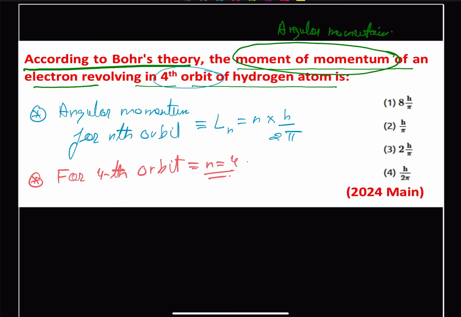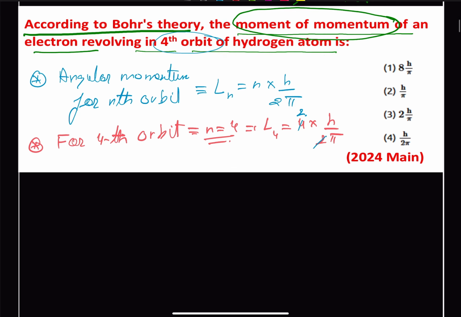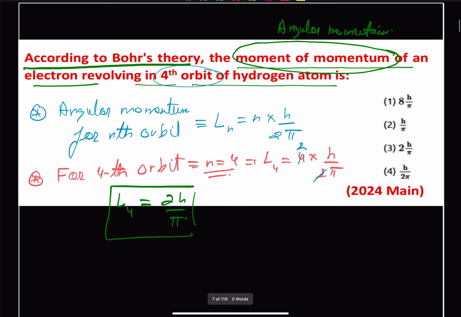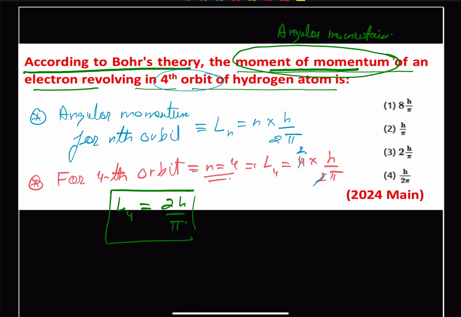So accordingly, we can write this as L of 4 is equal to 4 multiplied by h upon 2 pi, and this 4 goes by 2, so we get our L of 4 is equal to 2h upon pi. So this is our angular momentum, or as in the question it asks, the moment of momentum. So we have our answer, option number 3 is correct.